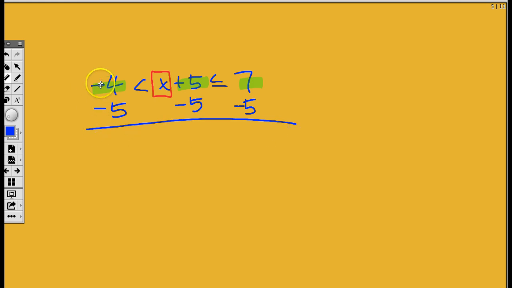And so now you have -4 plus -5 is, we have the same symbol. So you gotta add the 2 numbers and keep the symbol. We keep the x, and then 5 minus 5 is a 0. And then that's equal to or less than 7 minus 5 is a 2.